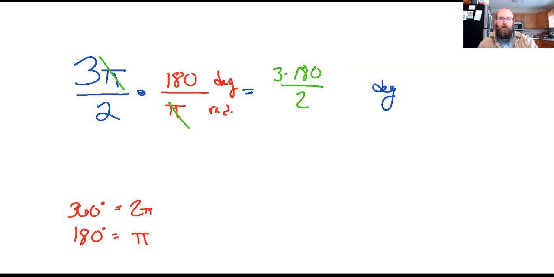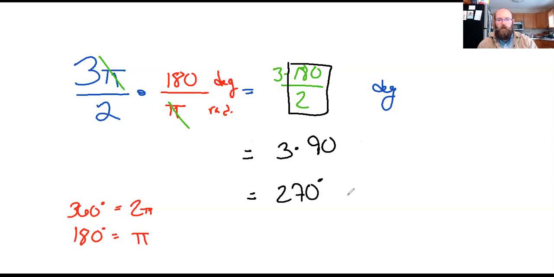Let me change my color up again, just to help you guys track along. So I'm going to simplify the 180 and the 2 here. So I still have the 3, and now 180 divided by 2 is 90. So 90 times 3 is 270, and I'm in degrees. Awesome, right? It's not too bad. I don't think this is too terrible at all. Hopefully you guys can figure that out. So I'm going to clear this again, and let's go the other direction.